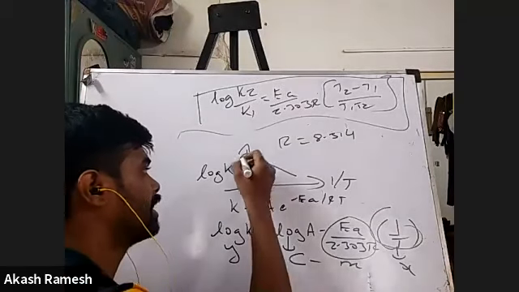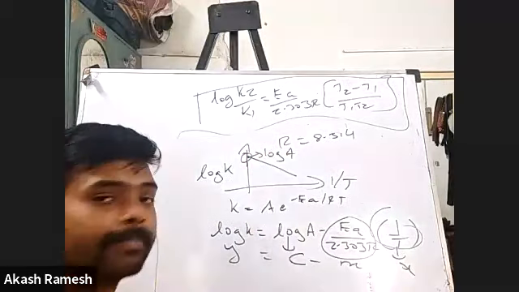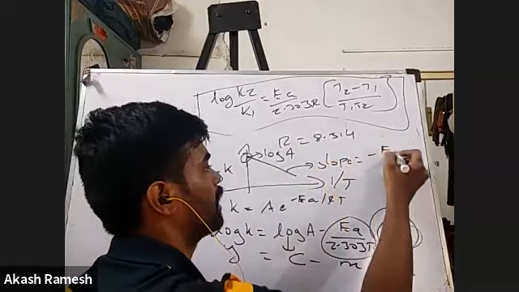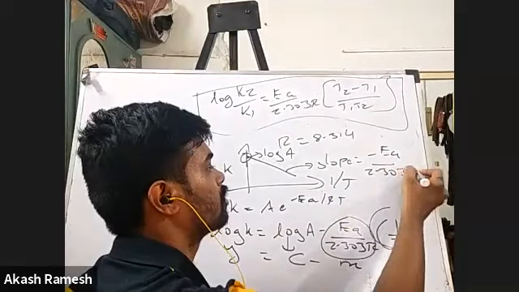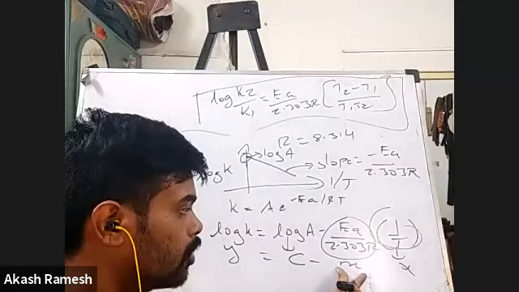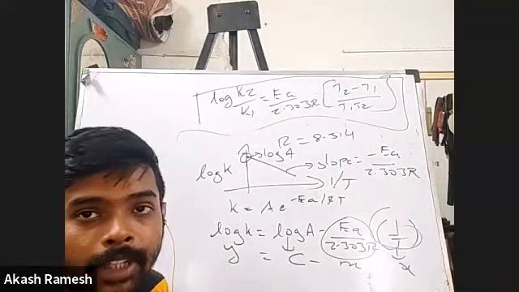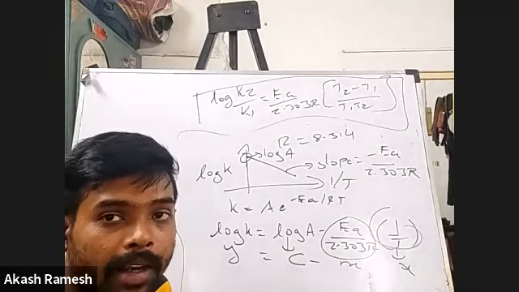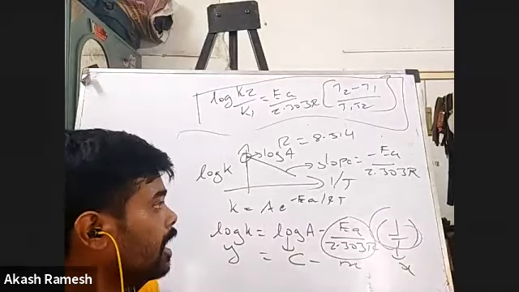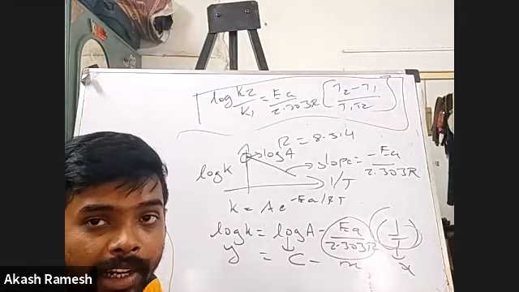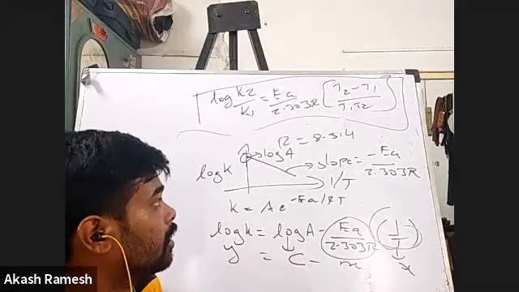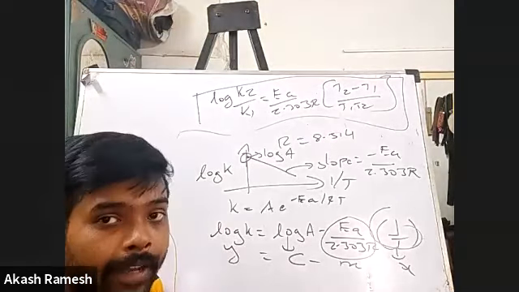So obviously I can say that this intercept value is my log A, right? And the slope of this line is basically minus EA by 2.303 R. From the graph also sometimes 1 marks and all can come, right? So the graph is a little important. Log K versus 1 by T graph is a straight line with a negative slope of EA by 2.303 R, and the intercept is going to be log A.